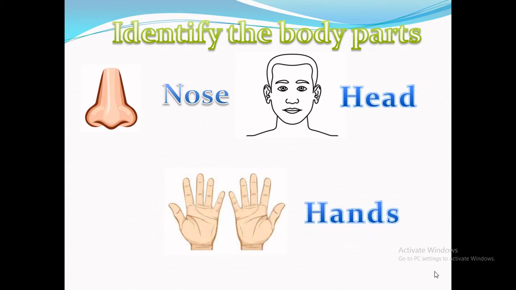Can you identify these? These are hands. These are the body parts that are visible to our eyes, and hence they are called external organs. But are these the only organs present in our body? No. There are certain organs that are present inside our body and they are not visible to our eyes. These body parts are called the internal organs.